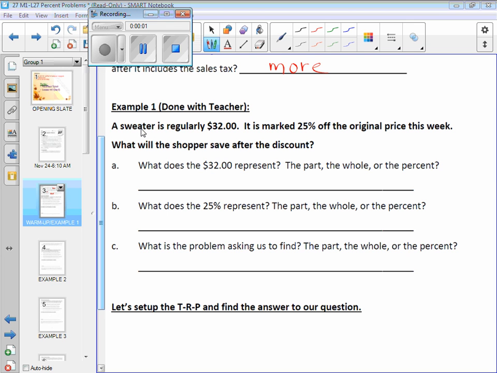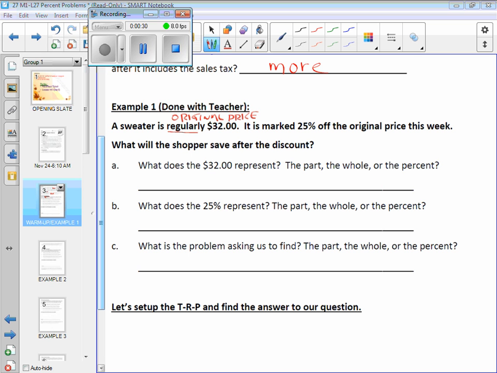All right, a sweater is regularly $32. When you see regular or regular price, think original price and put that right above it as well. And it's marked 25% off the original price this week with a discount. All right, like what we've been doing all along, we're going to identify part, whole, and percent.